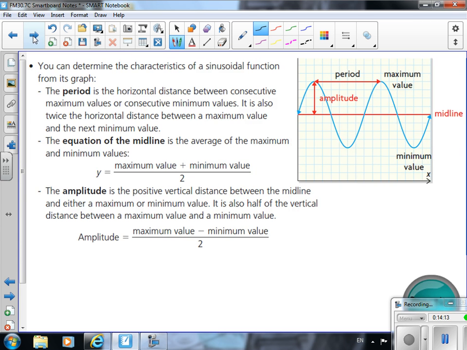You can determine the characteristics of a sinusoidal function from the graph. The period is the horizontal distance between consecutive maximum values or consecutive minimum values. It's also twice the horizontal distance between a max and a min value. The equation of the midline is the average of the max and the min values. The amplitude is the positive vertical distance between the midline and either a maximum or a minimum value. It is also half of the vertical distance between a max value and a min value.